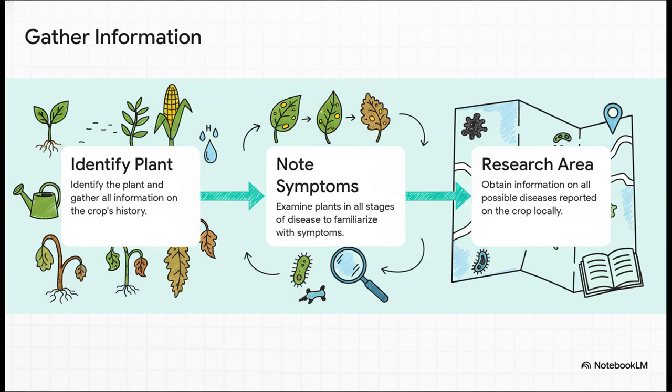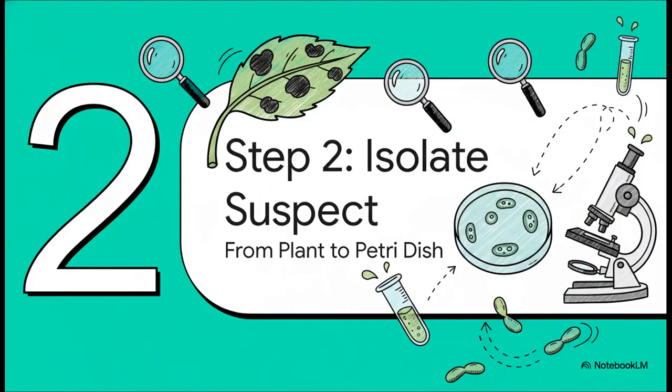What's its history? Then you document the symptoms, and I mean meticulously, looking at plants in every stage of the disease. And finally, you do your background research, checking the records for any known diseases that affect this crop in this specific area. All right, with all that field data collected, it's time to head to the lab. I mean, after all, you can't exactly interrogate a suspect you can't even see, right? The next critical step is to find those bacteria and isolate them from the plant tissue, getting them out of the plant and into a petri dish.